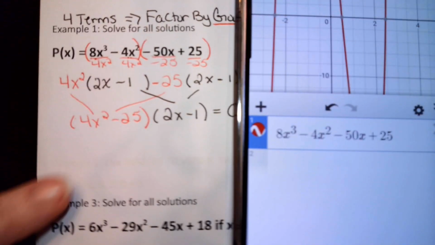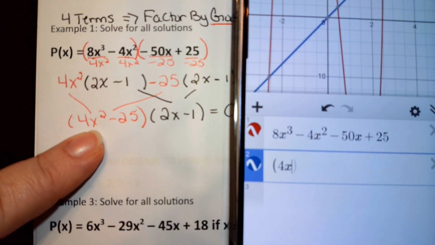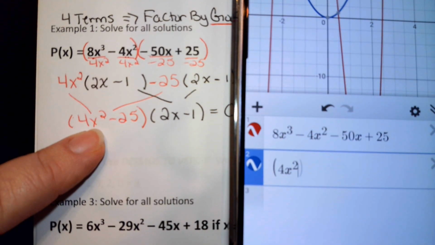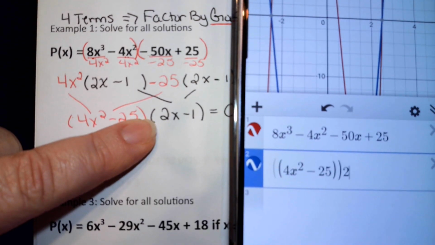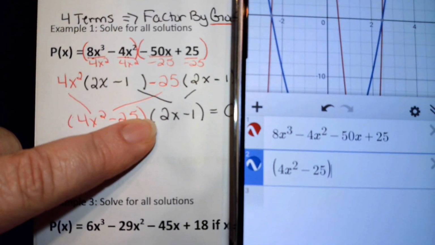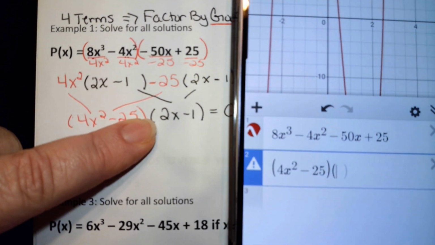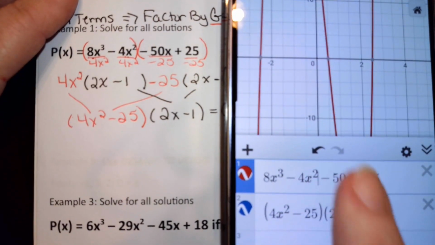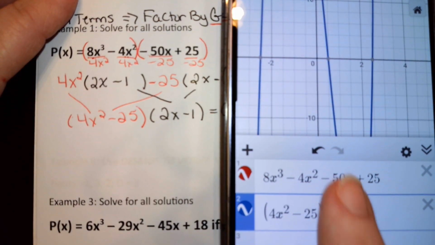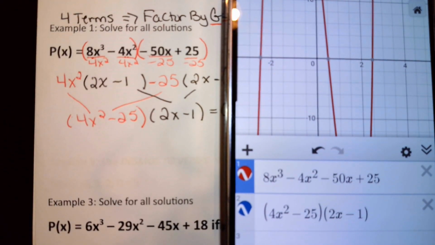Okay. All right, then I'm going to come right here, line 2, I'm going to put my parentheses, 4x squared minus 25 times 2x minus 1. Lord have mercy, I'm struggling, y'all. Alright. Do we see the same graph? Yes. So that lets me know that is the correct factored form of it. Okay, so that's a great way to verify your answer.